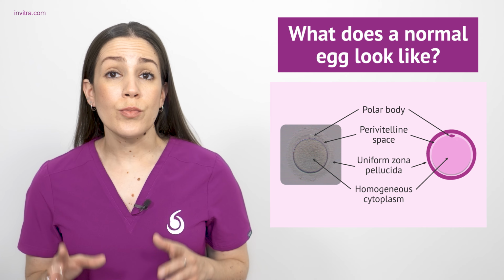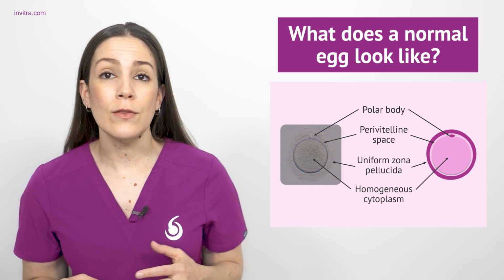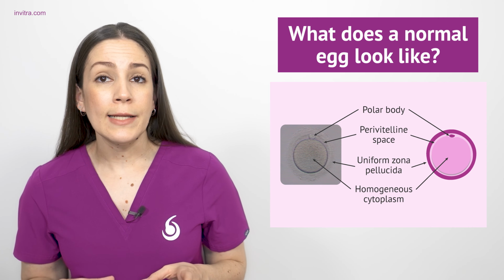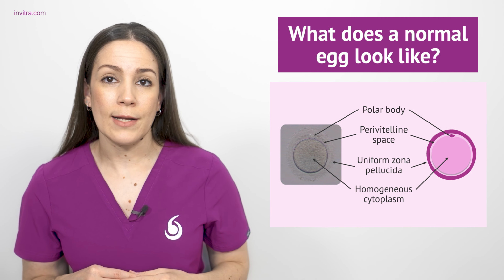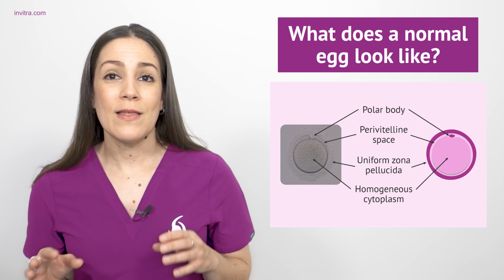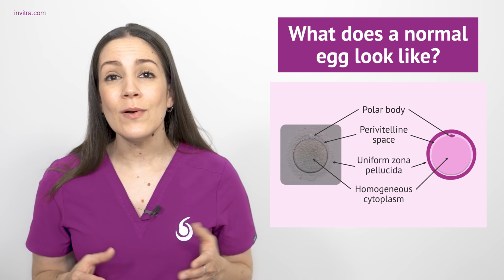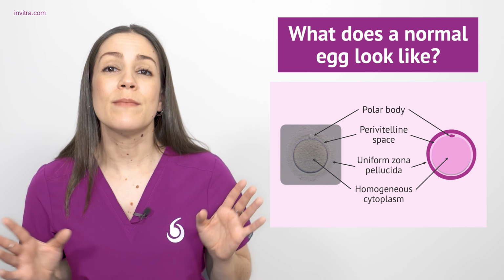There should be one polar body in the paravitelline space, which is slightly flattened and contains homogeneous material. A paravitelline space that is barely noticeable, only in the area where the polar body is located. And a uniform zona pellucida of adequate thickness. The presence of the first polar body indicates that the egg is ready for fertilization. These eggs are said to be in metaphase 2.